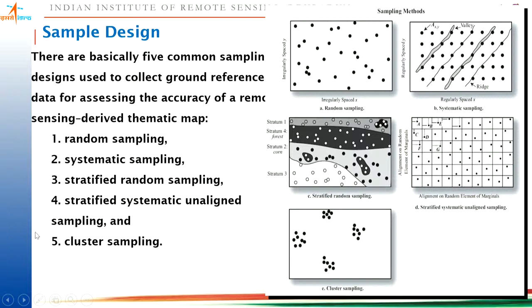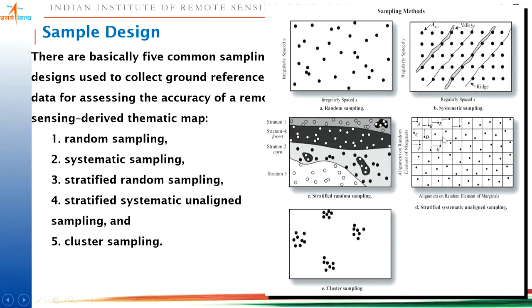Then we can have stratified random sampling. Stratified random sampling means it is random in nature but stratified also. Stratified means that every class, every category, every land use class will have a few number of points. Okay. Then we have systematic stratified unaligned sampling.